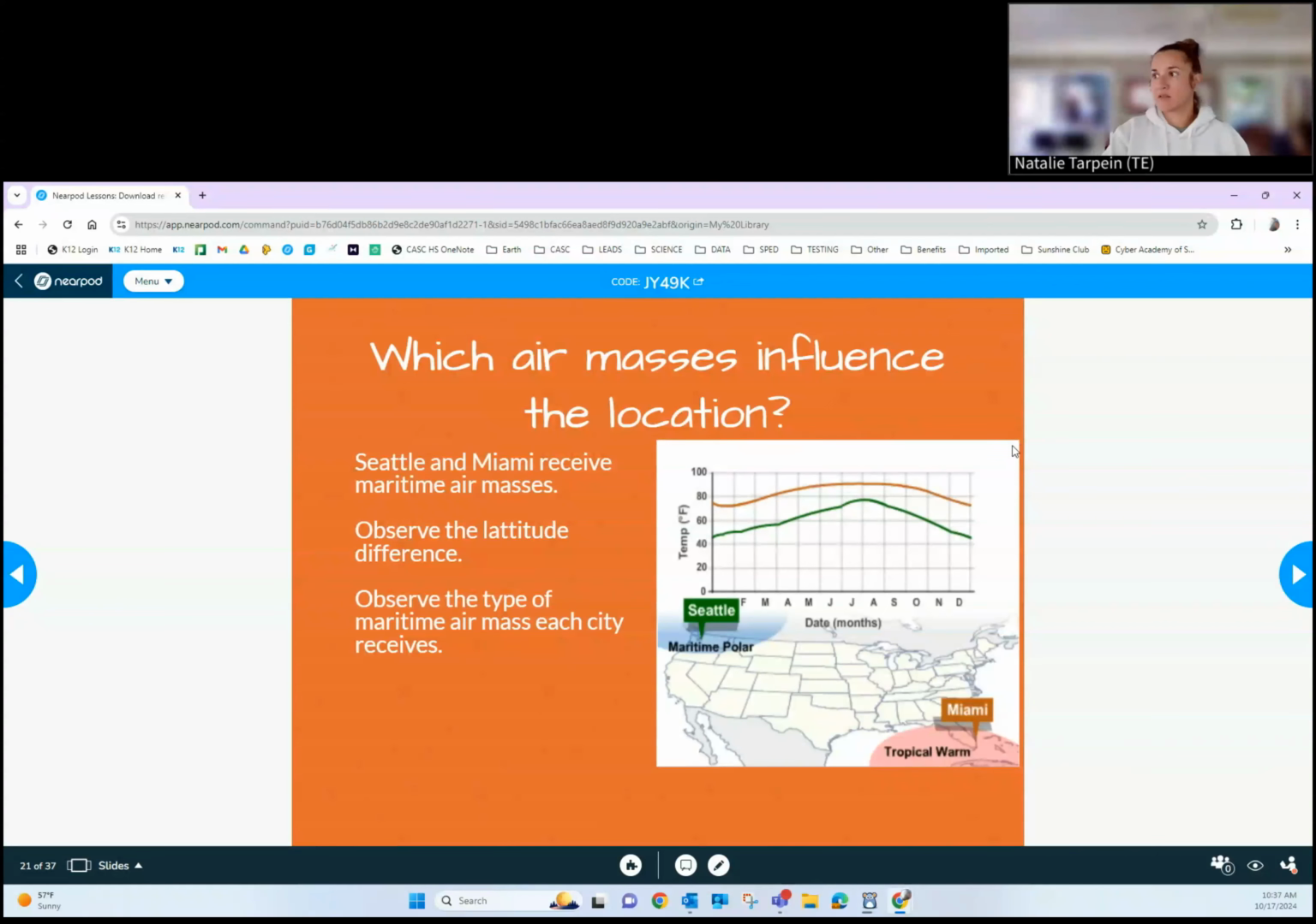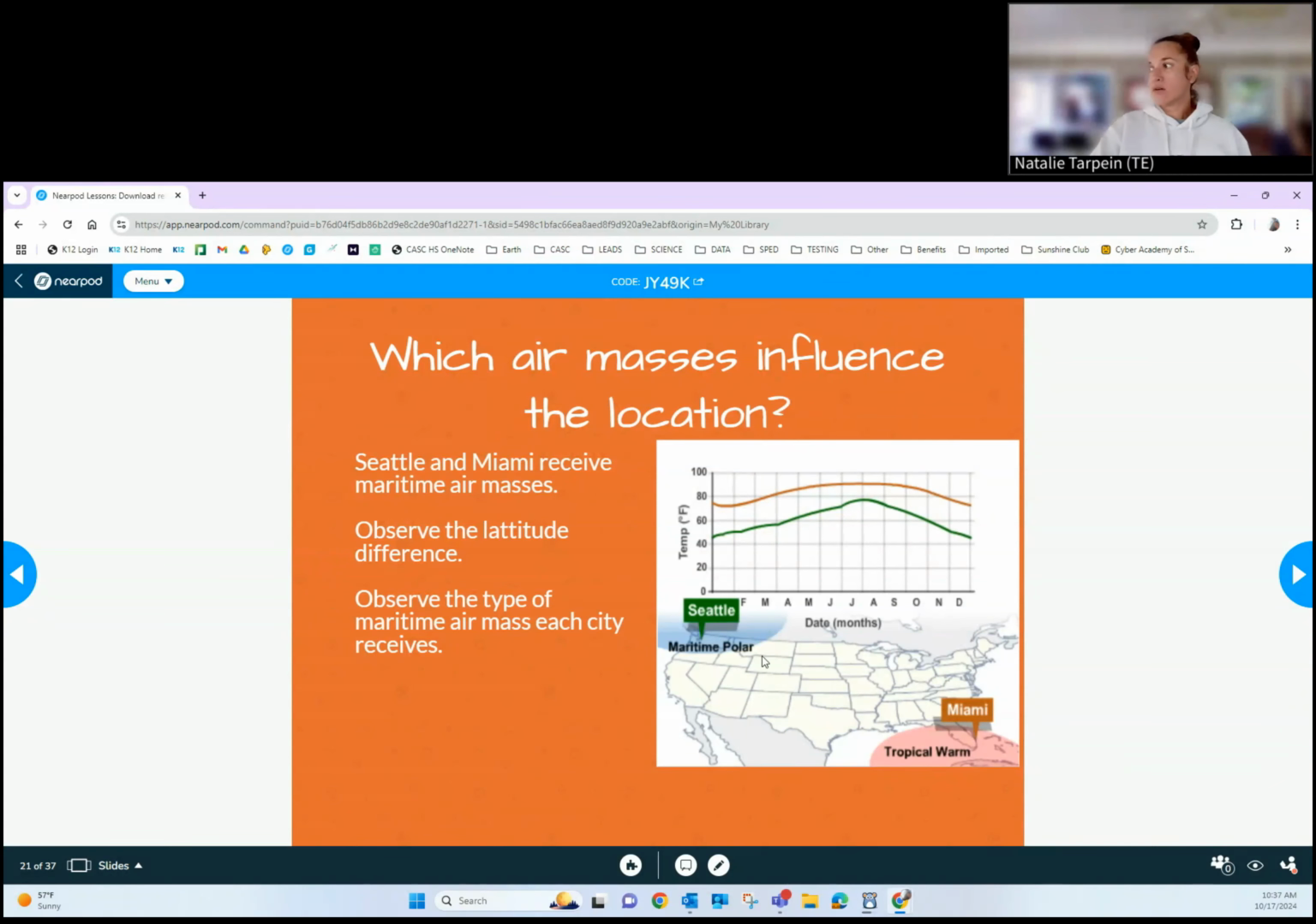And air masses as well. So Seattle and Miami receive maritime air masses. That just means air masses coming off of the ocean. Maritime, marine, those words mean ocean. So observe the latitude difference and observe the type of maritime air masses each city receives. So we've got Miami getting that tropical warm air mass from the Atlantic Ocean. Remember that Gulf Stream is influencing temperature there too.